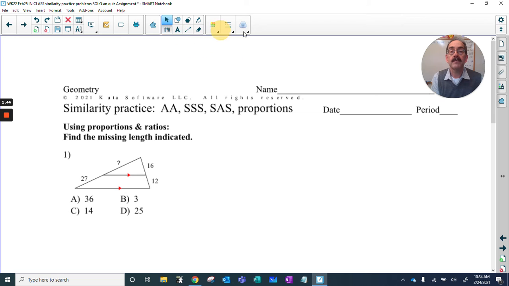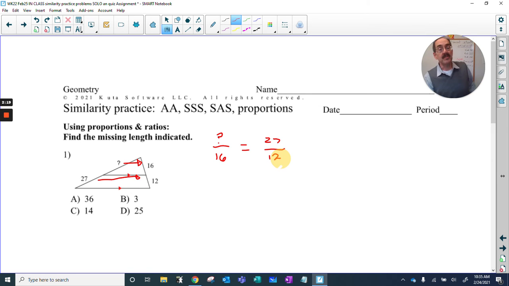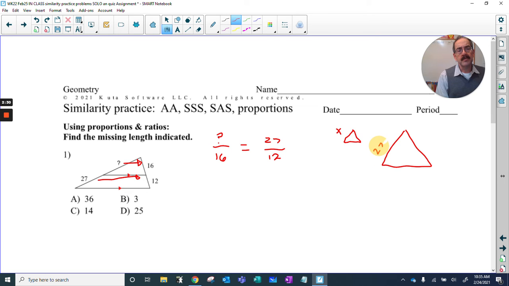Let's grab a pen here, and I'm just going to set up this first proportion. Question mark to the 16, as 27 goes to the 12. Okay, we can do that. Now, if you don't like that idea and you want to do triangle and a triangle, we have x, 27 plus x, 16, 16 plus 12. This is a more accurate way to do the problem.